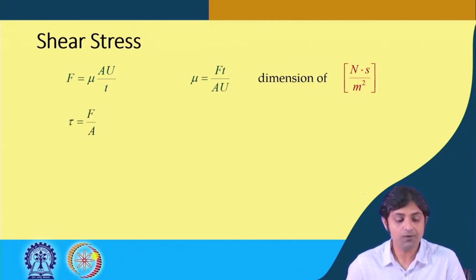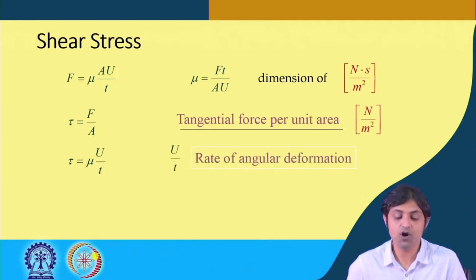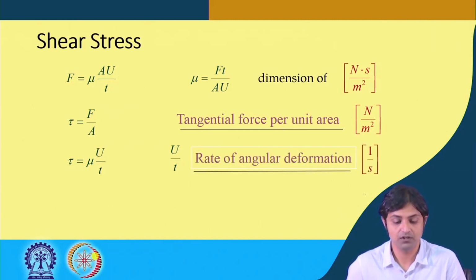Shear stress now is actually defined as force by area, this tangential force per unit area, and its units are Newton per meter square. Shear stress therefore can be written as mu u by t. What is u by t? U is the velocity, t is the distance between the plates, or we can also call it the rate of angular deformation. So the units of this is 1 by seconds.